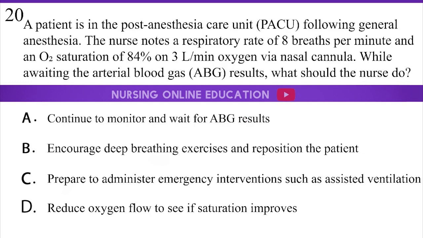20. A patient is in the post-anesthesia care unit, PACU, following general anesthesia. The nurse notes a respiratory rate of 8 breaths per minute and an O2 saturation of 84% on 3 liters per minute oxygen via nasal cannula. While awaiting the arterial blood gas, ABG, results, what should the nurse do?